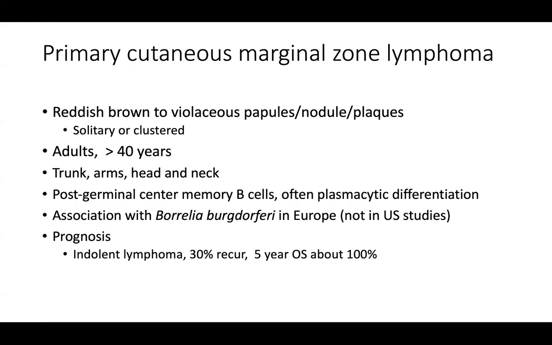Interestingly, these are associated with Borrelia burgdorferi in Europe. This has not been shown to be associated with Borrelia burgdorferi in the US studies, however. The prognosis is pretty indolent, 30% recur, and the 5-year overall survival rate is about 100%. So if you had to choose to have a primary cutaneous lymphoma, it'd probably be better to have a marginal zone lymphoma.